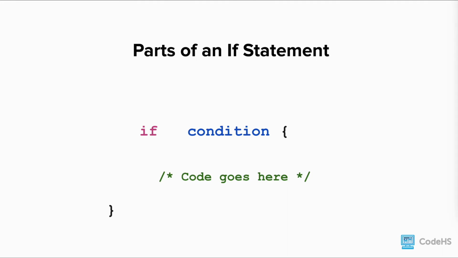Let's take a look at the syntax. To write an if statement, write the if keyword, the condition, followed by curly braces, and the code body, which is the code that is executed if the condition is true. If the condition is false, it is not executed.